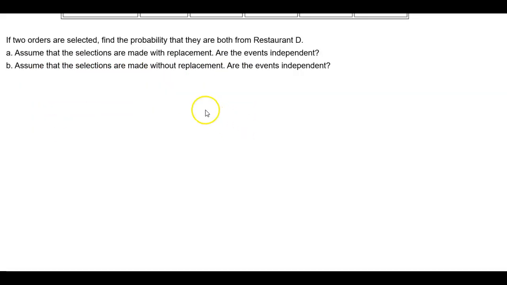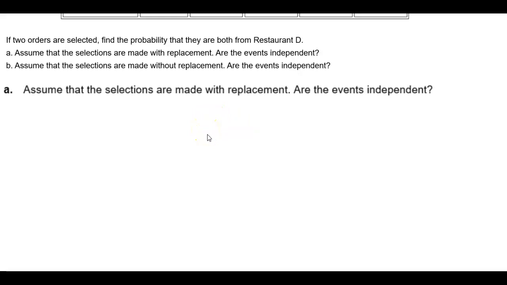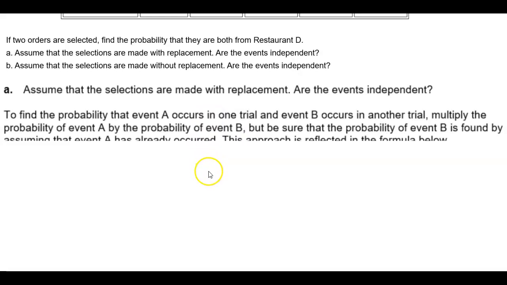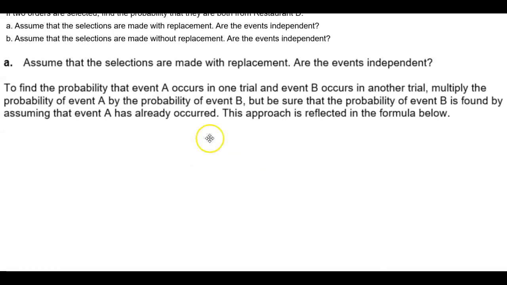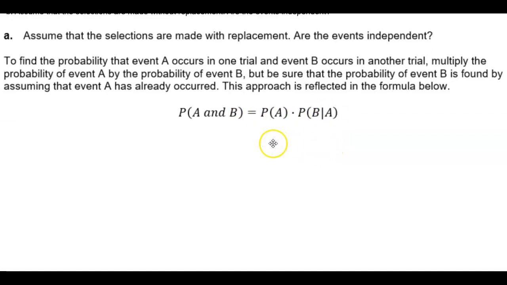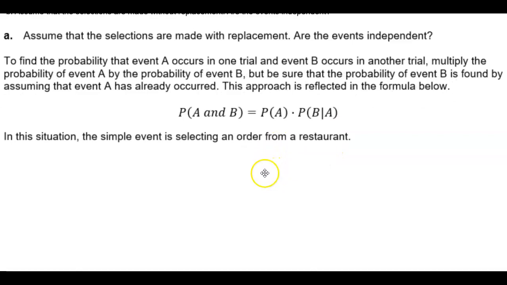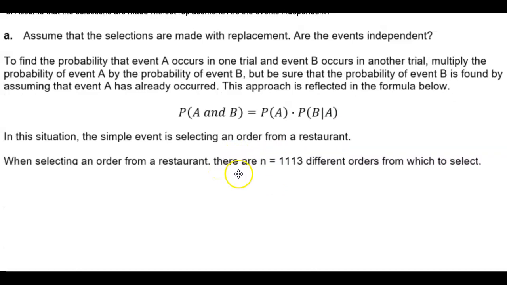Now it says assume that the selections are made with replacement. Are the events independent? To find the probability that event A occurs in one trial and event B occurs in another trial, we multiply the probability of event A by the probability of event B, but be sure that the probability of event B is found by assuming that event A has already occurred. This approach is reflected in the formula: probability of A and B is equal to the probability of A times the probability of B, provided that A has already occurred.